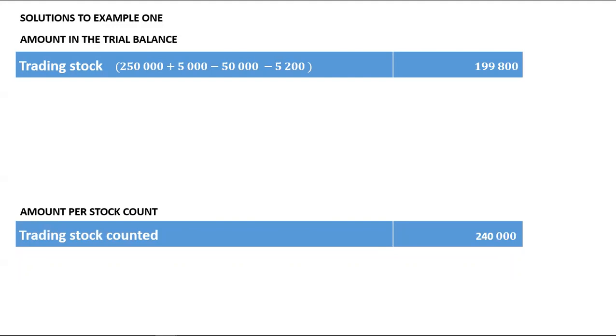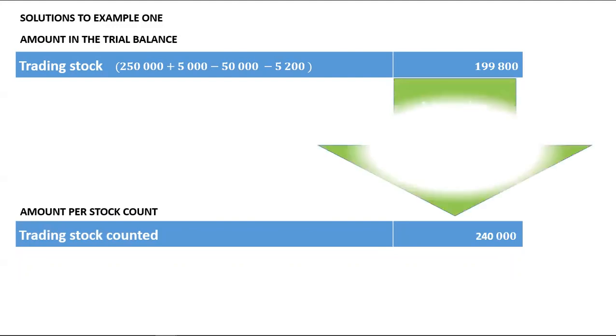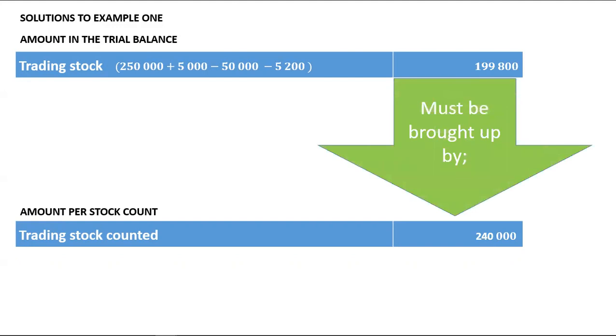And you realize that our trading stock needs to be adjusted up. When you adjust up, what you have in the trial balance is adjusted up. It results in a trading stock surplus, which will be 40,200.